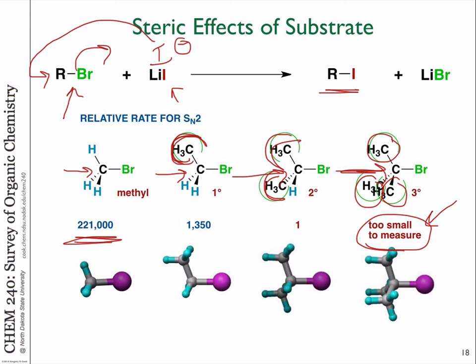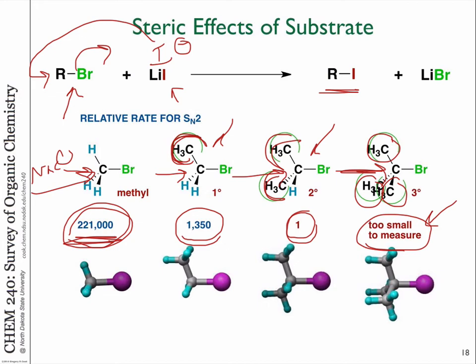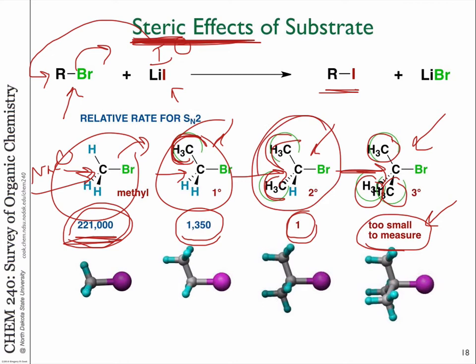So if you look at the relative rate and you say this secondary bromide reacts at a rate of 1, a primary bromide reacts 1,300 times faster, and a methyl bromide will react over 200,000 times faster because it's less hindered, and the nucleophile can get into the back easily to kick off the leaving group. So the sterics and the degree of alkyl substitution greatly influence the success of this reaction. Methyl and primary work best, secondary can work. Tertiary will not do the reaction under this mechanism. That's the slowest.